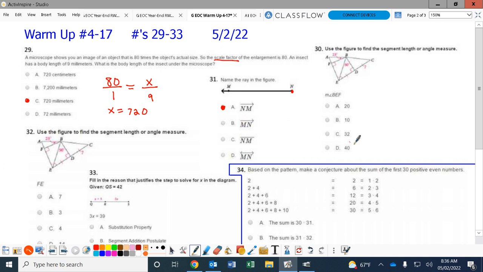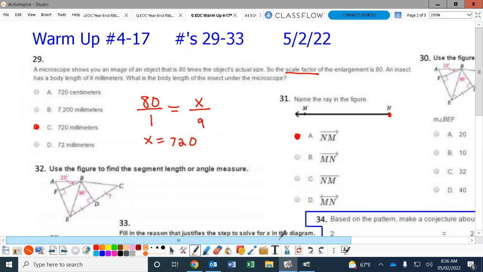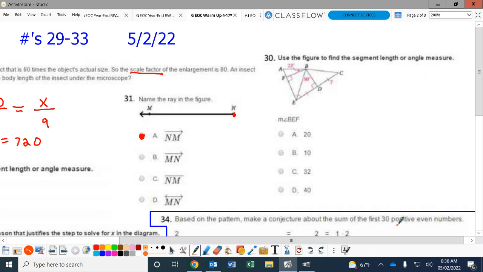Okay, on 30, it says use the figure to find the segment length or angle measure. I'm going to have to take that up a little bit to be able to see that. Let's try this. Okay, here we go. Use the figure. So we're trying to find angle BEF. Where is BEF? That one right there.